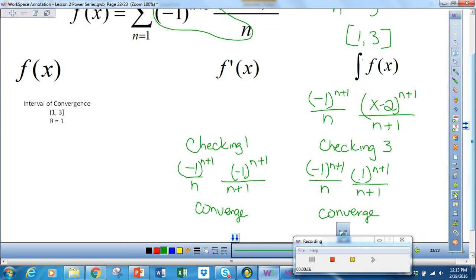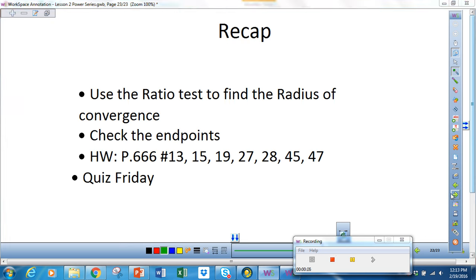Okay? So here are the big ideas from this. When you integrate and differentiate, you only do it to the x part of the expression. Everything else acts like a constant. And then to check the interval of convergence, you only need to check the endpoints. Because the interval of convergence will remain the same, it's just the endpoints that could change. So that is it for the second video. We'll do homework tomorrow in class, and have a great day.